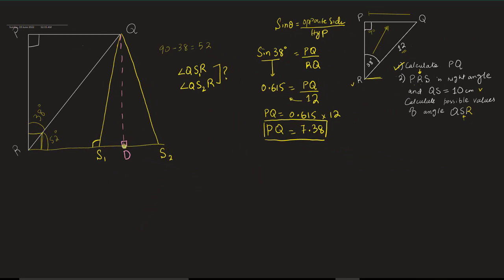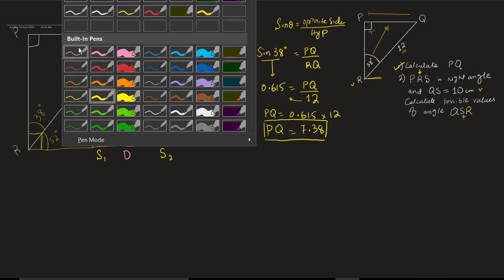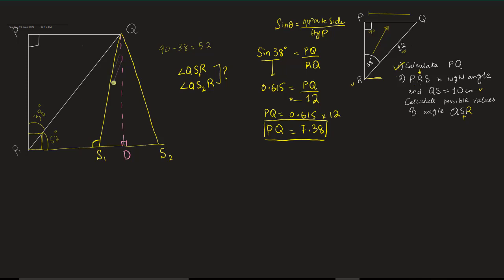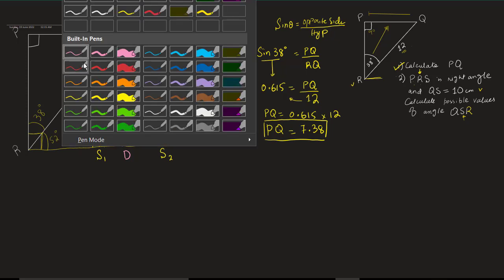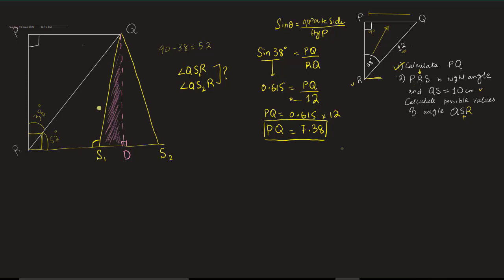If I say to focus on just this part, again we know that QS is 10, right? So this QS can be 10 or this can be 10, both are 10. Just focus on this area. This is again the right angle.